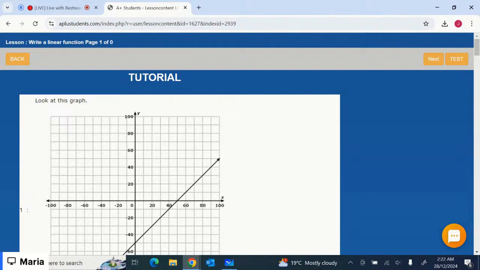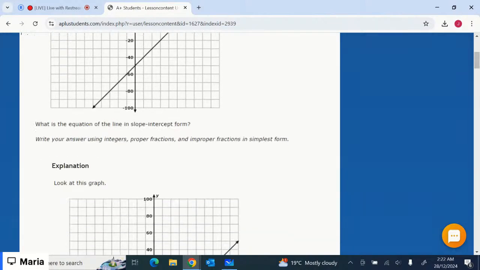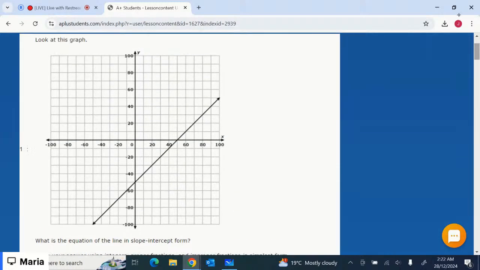Look at the graph. What is the equation of the line in slope intercept form? So you have to write down the equation in slope intercept form. That means you need to find two things from the line. The first one is slope and the second one is the y-intercept. The y-intercept is the point where the graph crosses the y-axis.